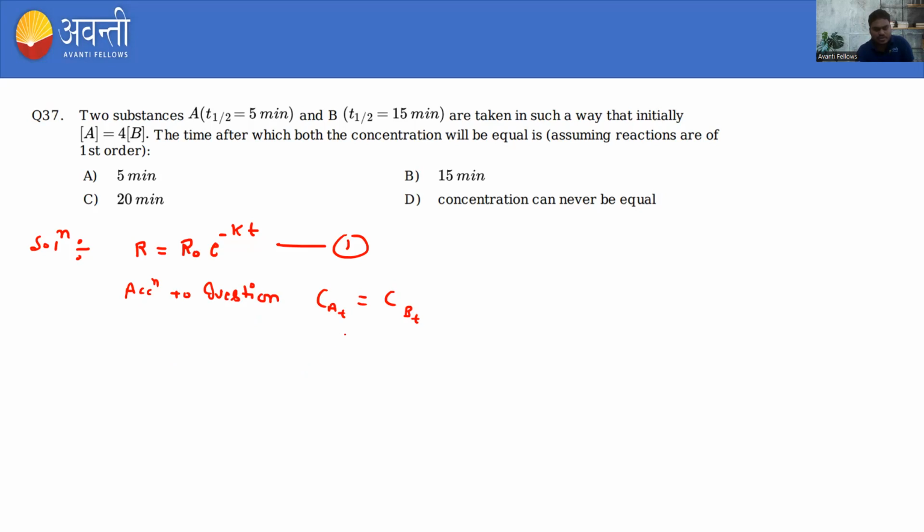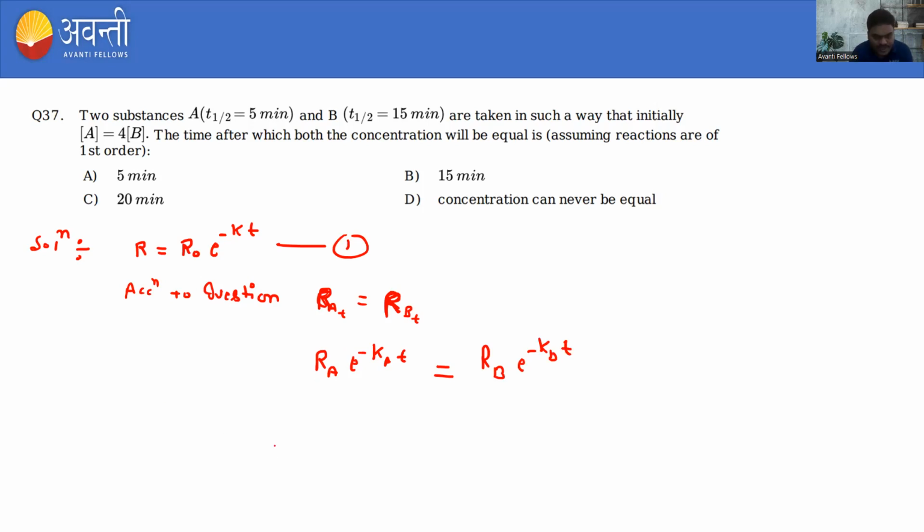Now just put the value. Here we can represent it by R or C, no matter. You can represent it by either one. Okay? This is also R. Now just put the value. So basically we can write R A is equal to R naught e to the power minus K A t, and this is equal to R B e to the power minus K B t.